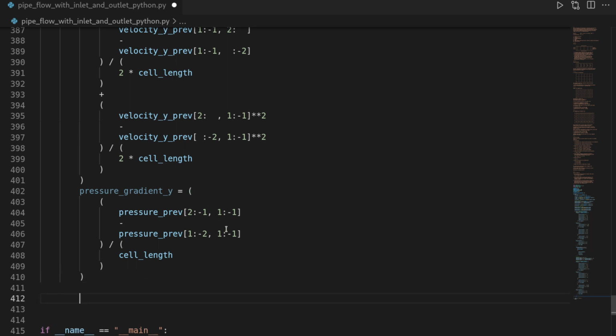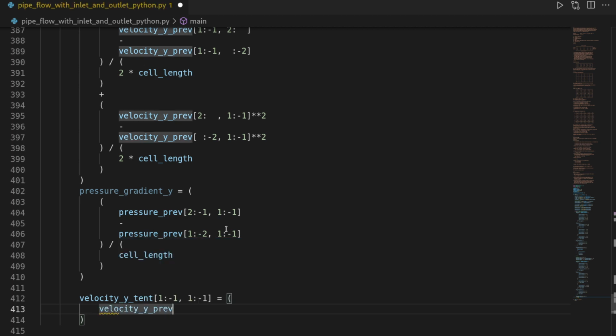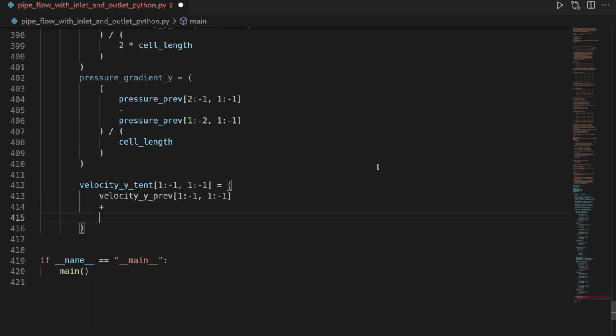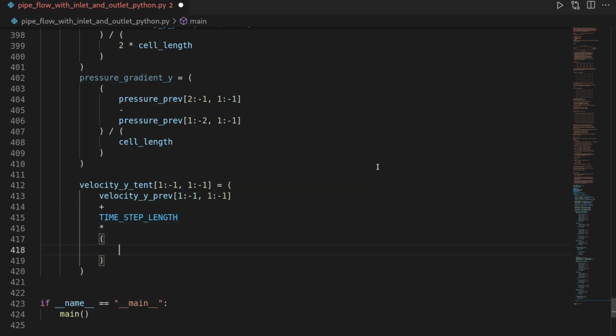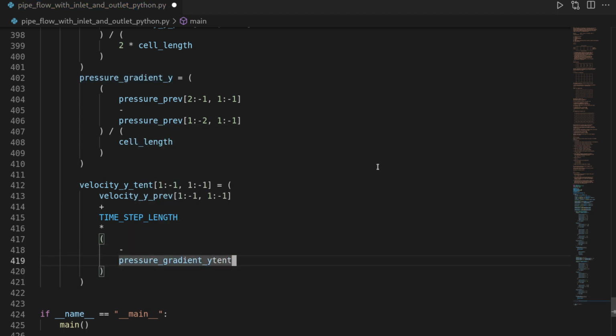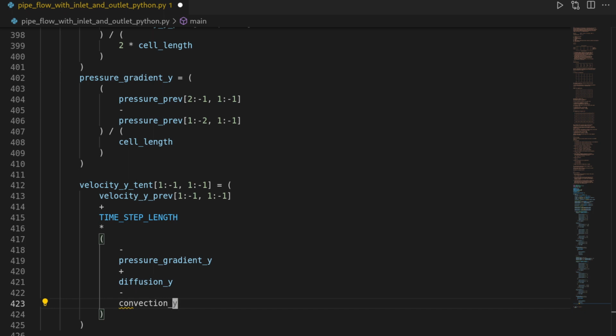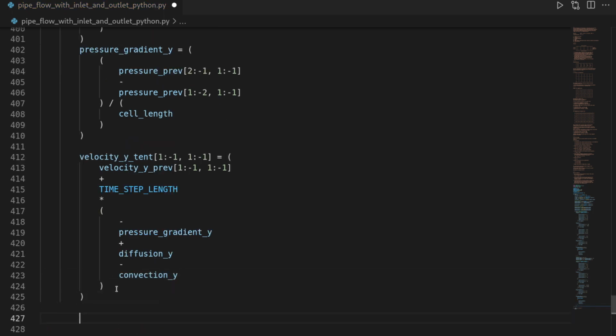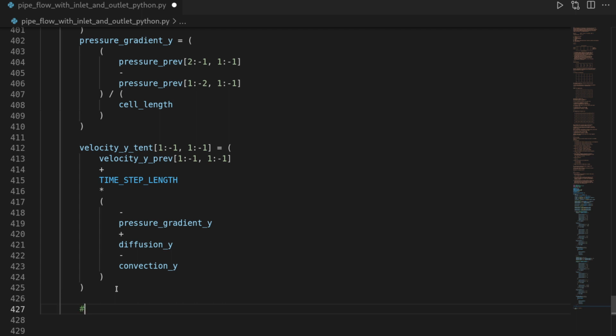And then let's do a similar thing in the velocity y tentative in the interior. So we say the tentative velocity is given as the interior of the previous velocity. And then we do plus the time step length multiplied. And here we are going to have the negative pressure gradient in y direction plus the diffusion in y direction minus the convection in y direction. And then we also have to apply the boundary conditions here. So apply boundary conditions. So let's just call them BC.